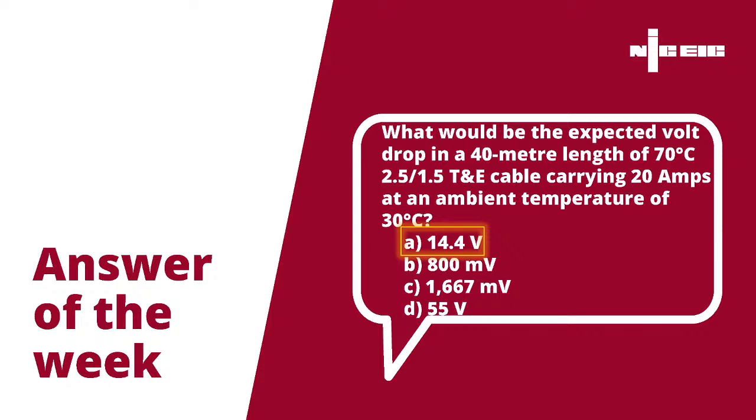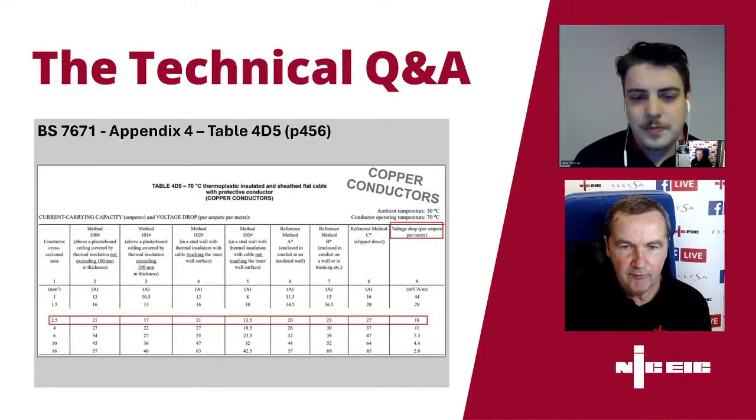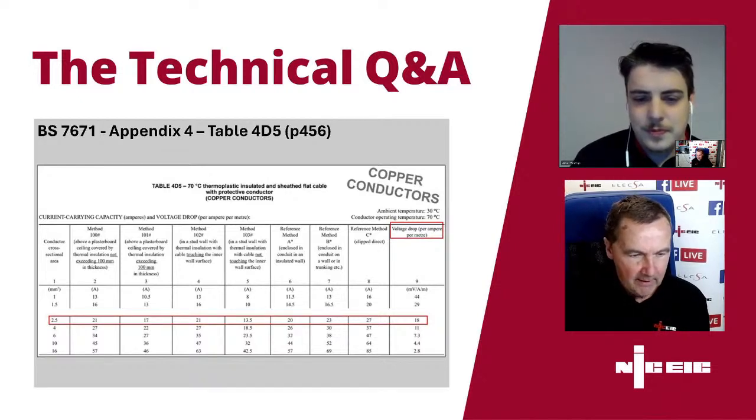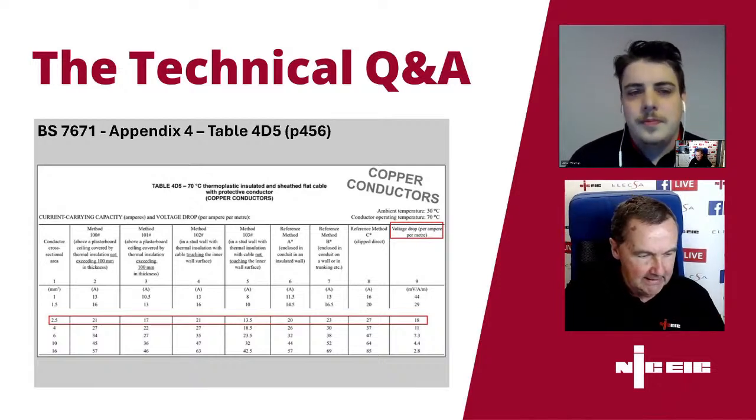Times the design current times the length divided by 1,000. That will give us our volt drop, for the installation. Absolutely. So if we just have a quick look, we can see that we get the millivolt value from, as you say, table 4D5. If we read for 2.5 mil twin and earth cable, we can see that that's got a volt drop of 18 millivolts per amp per meter.